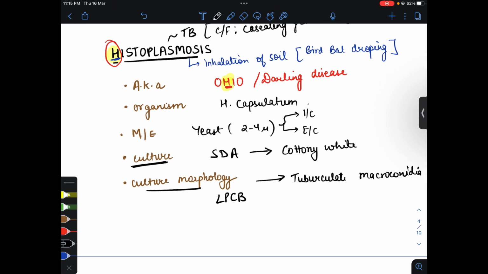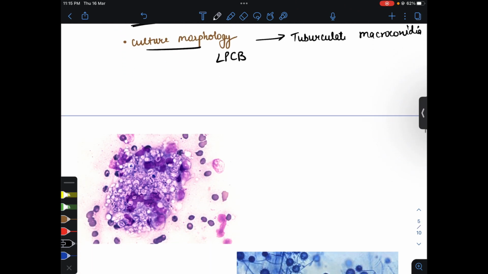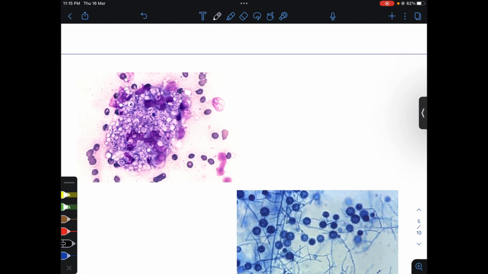So this is all about the histoplasmosis. Now let's see the culture morphology and the culture. Here we see that the histoplasmosis is inside the macrophages, and it is intracellular also, extracellular also, and the size is around 2 to 4 micron, as we can see here. All these were the size of the histoplasmosis, and it is found inside the macrophages. Please remember that histoplasmosis is found inside the macrophages, or we can say reticuloendothelial cells.